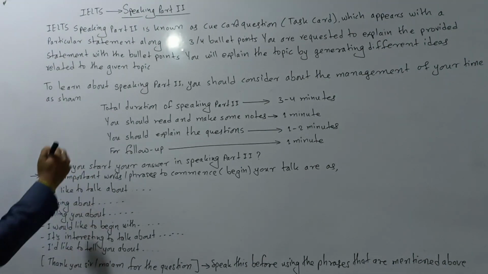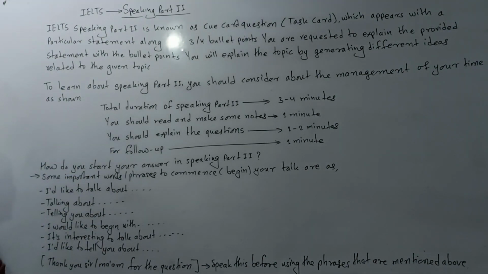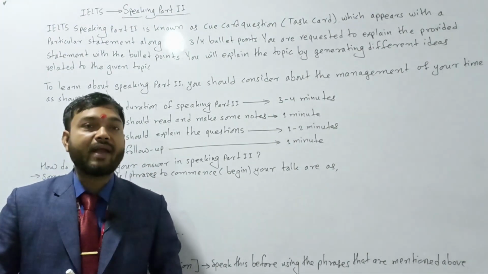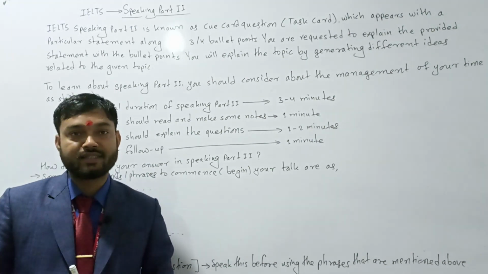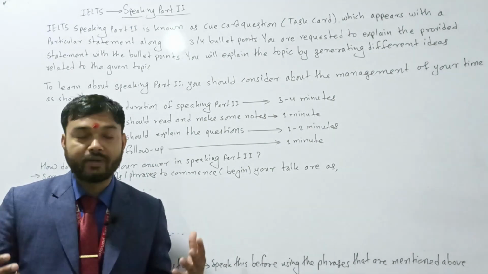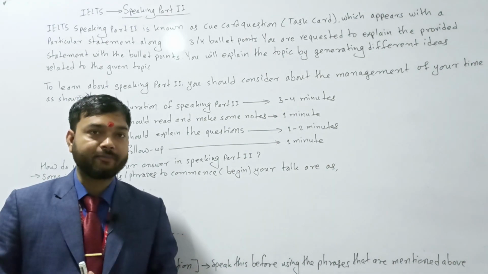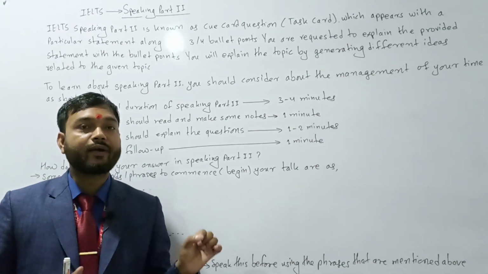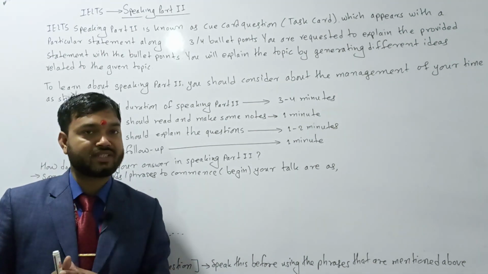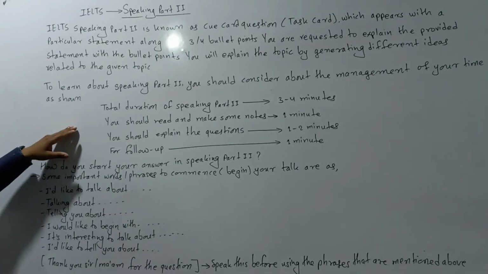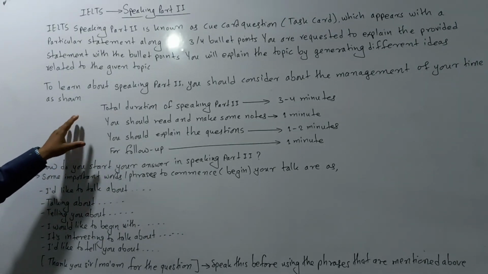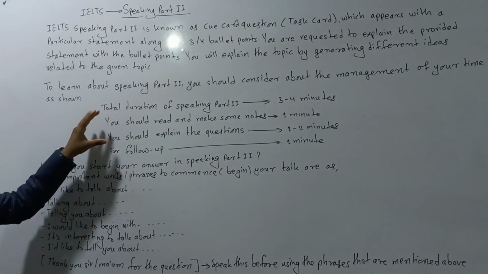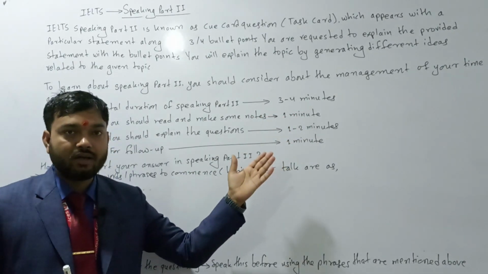Have a look. To learn about Speaking Part 2, you should consider the management of time. As you know, managing time is a big deal for students. Most of the time they are not able to manage time properly. The first thing you should understand is how to manage your time according to the topic and according to the situation. I have shown here the total time duration of Speaking Part 2 is 3 to 4 minutes. And I have divided these 3 to 4 minutes into different aspects.